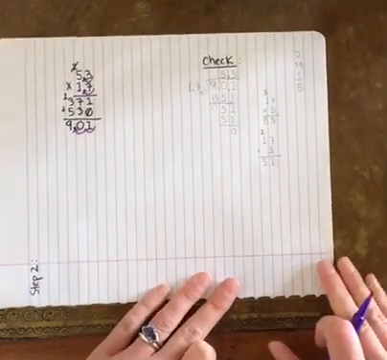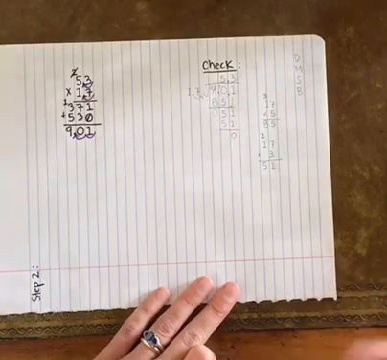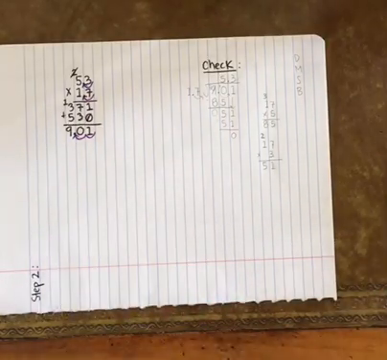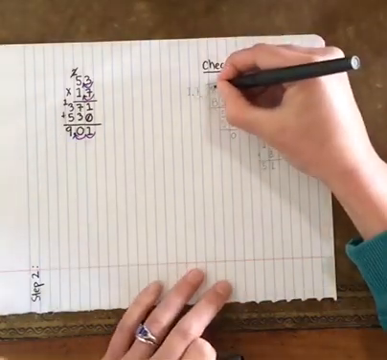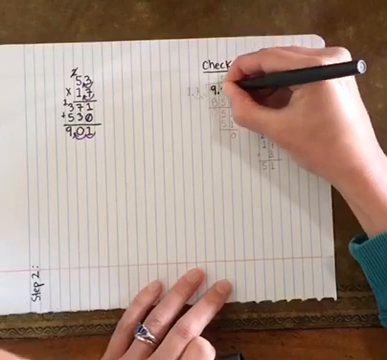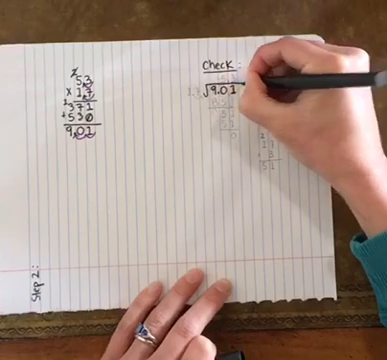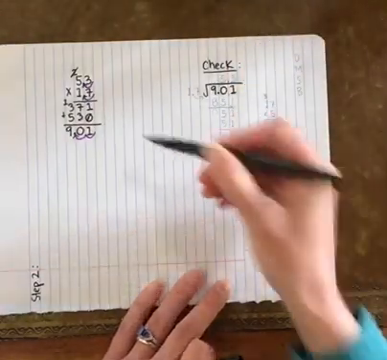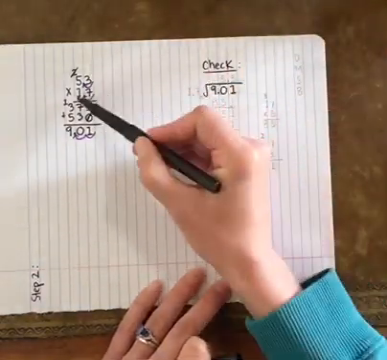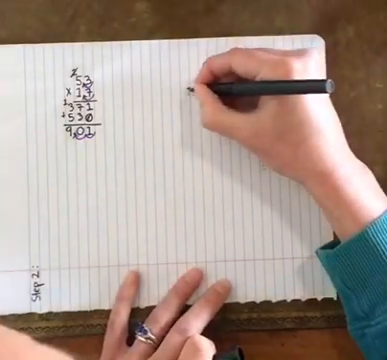I'm going to show you how to check using the inverse operation, which here is division. So we're going to check by dividing 9 1/100 by one of the factors from my multiplication problem. I'll choose 1 7/10.